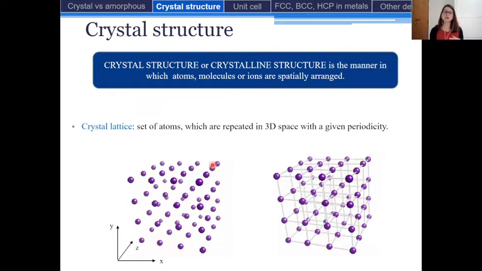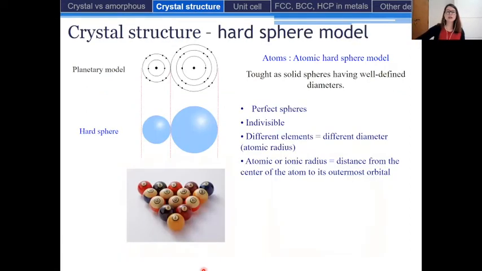Okay, so to describe a crystal lattice, we are first going to consider the three Cartesian axes, so X, Y, Z, and we are going to describe the position of these atoms in the crystal lattice. So in that way, we are going to describe the crystal structure. Okay. To do so, first of all, we need to introduce the hard sphere model.